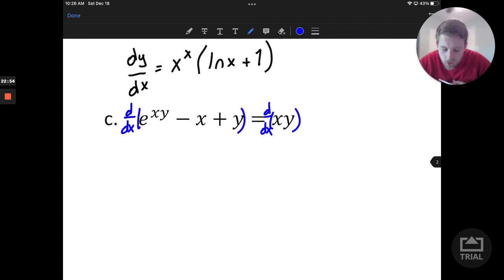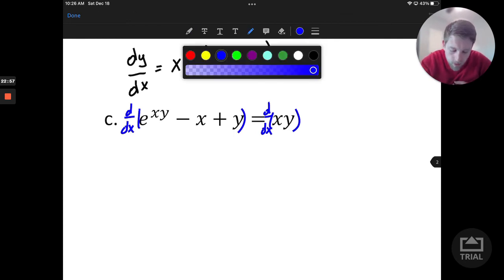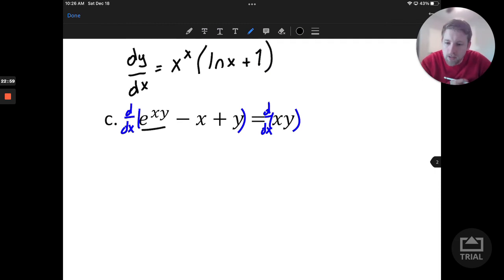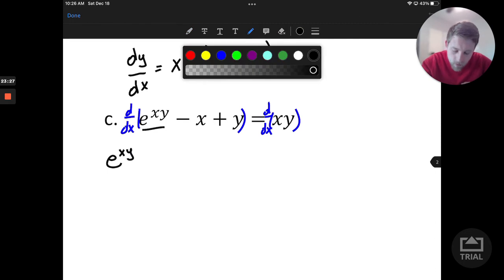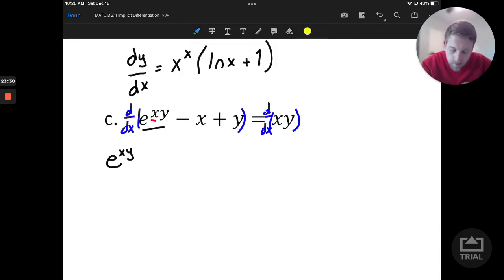Okay, so let's take it term by term. I'm going to do the first term. That's probably the more challenging term, the exponential here. We have e raised to the xy. When I consider this derivative, the exponential term tells me to rewrite my exponential function and take the derivative of the exponent, or that inner function. So I rewrite my exponential, e raised to the xy, and then the derivative of xy we know is a product rule. So if I'm going to take the derivative of xy, I have x as my first term, and y as my second term.